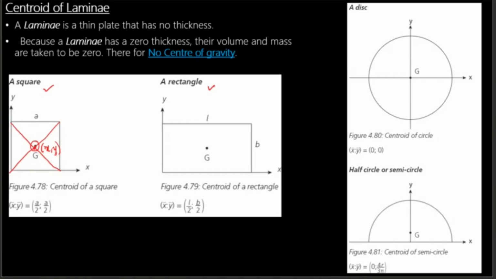We have different shapes. I want you to see here: this one is for a square, this one for a rectangle, this one for a disc, and this one for a semicircle. For a semicircle, this point here is the X bar and the Y bar. How do you determine that? These are standard formulas. The X is 0, and then the Y, the distance from the X axis to that point, is taken as 4R over 3 pi.